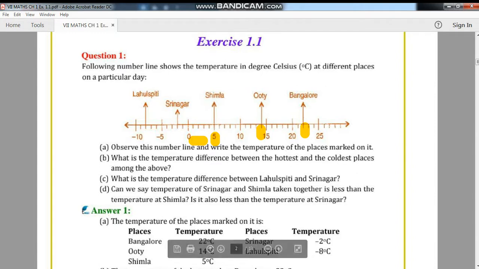When we are moving to the left-hand side of 0, at that moment we will find that at minus 2 degrees Celsius it is Srinagar, and at minus 8 degrees Celsius it is Lahaul Spiti.